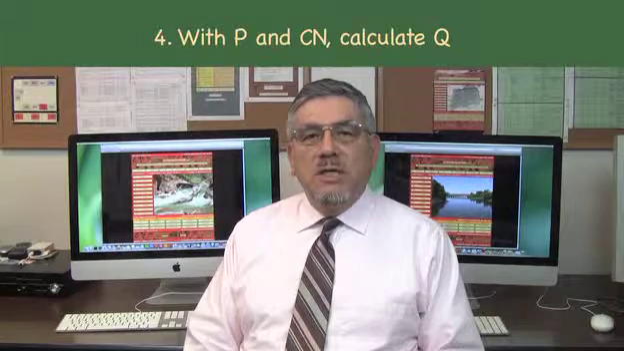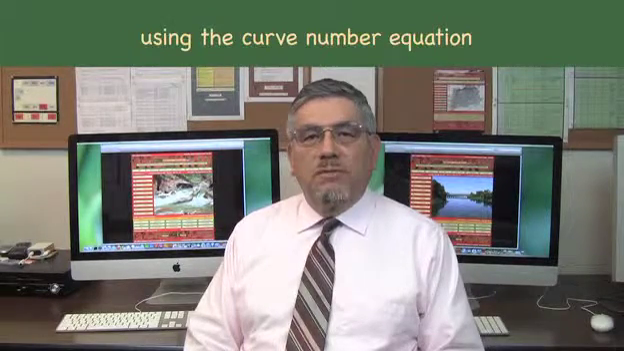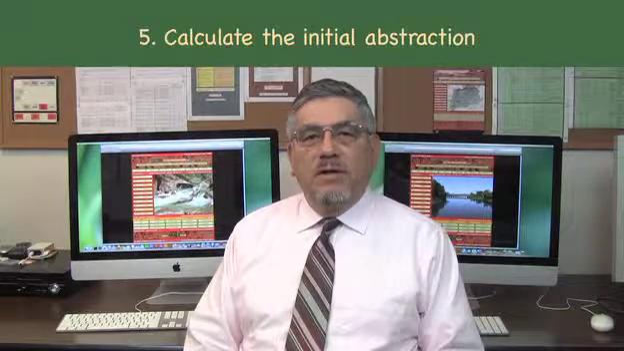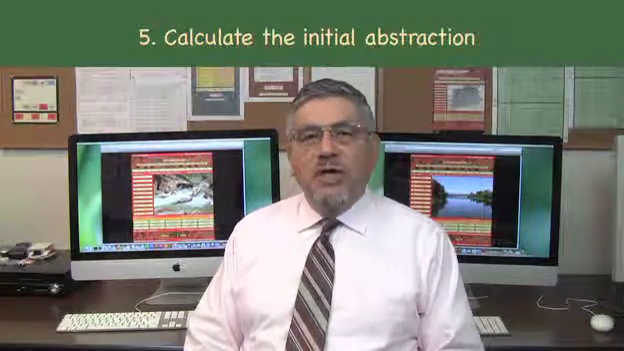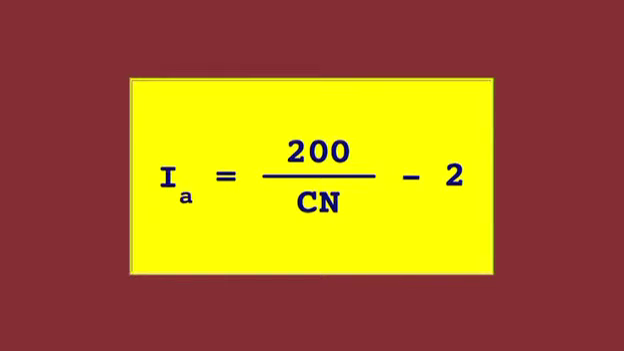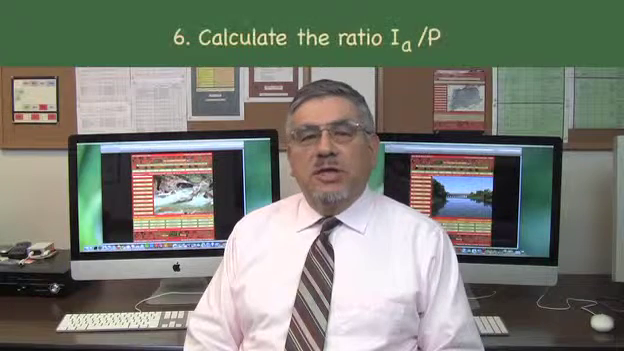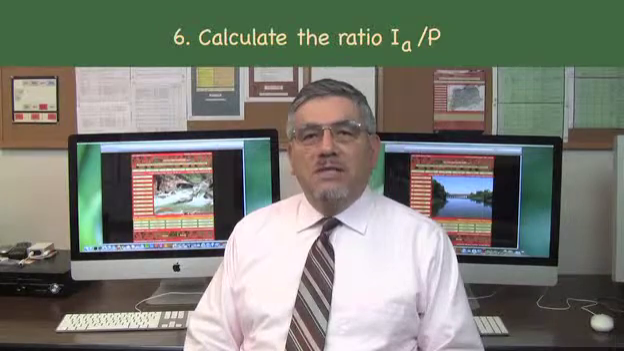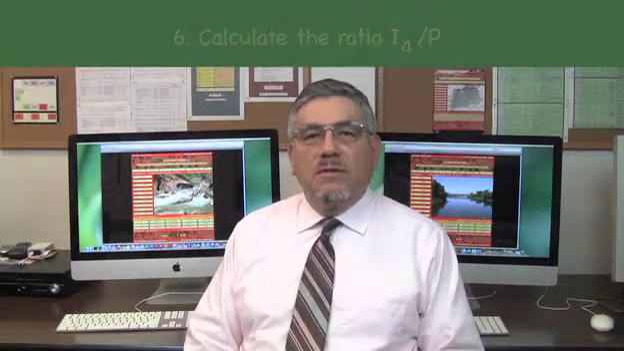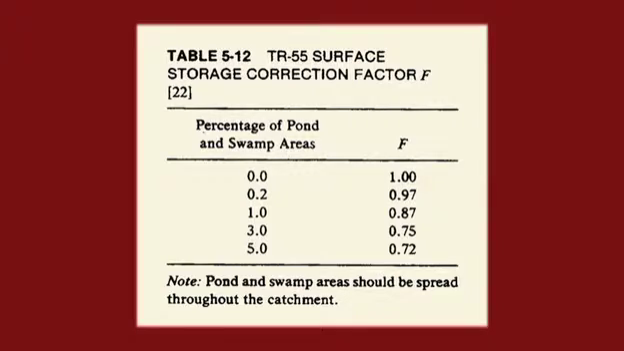4. With P and CN, calculate Q using the curve number equation. 5. Calculate the initial abstraction I sub A using the applicable formula in either inches or centimeters. 6. Calculate the ratio I sub A over P. 7. Determine a surface storage correction factor F as a function of the percentage of pond and swamp areas, the latter varying between 0 and 5%.